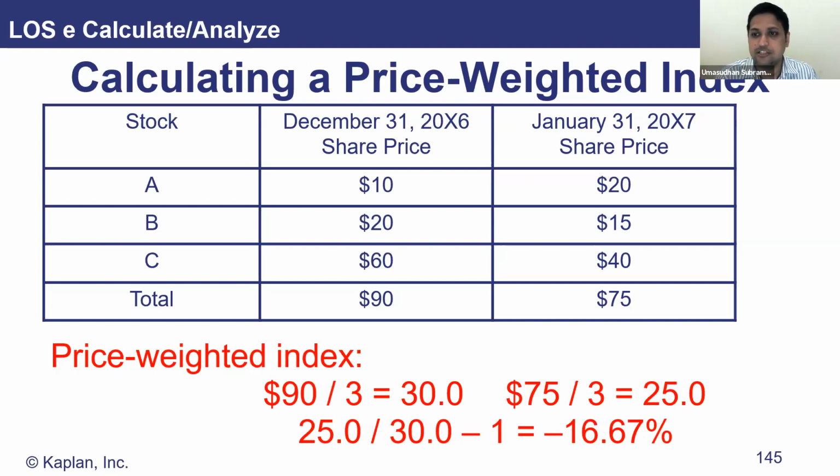So now the question to you is, why do you think that is? The increase in price of A from $10 to $20 did not really help this index to increase its value. Why is that? A has doubled from 10 to 20, but it didn't have much impact because it got less weightage in the index. Why did it get less weightage? Because it has a lower price, because we are talking about a price weighted index. So you have to remember that.